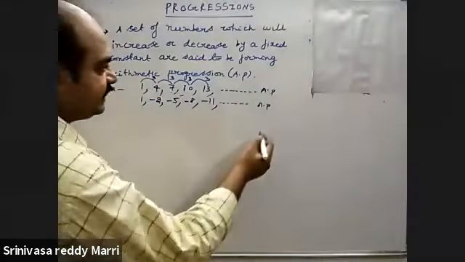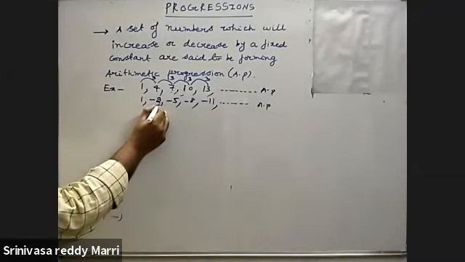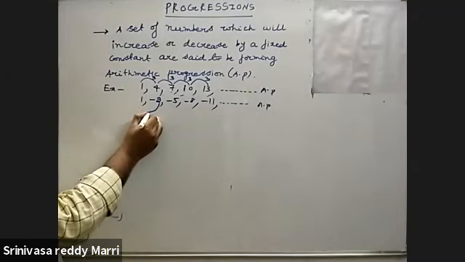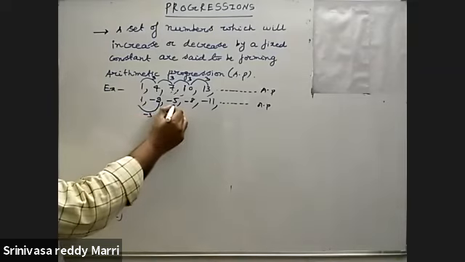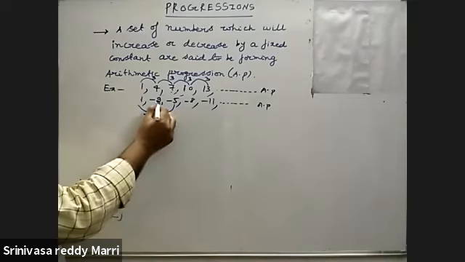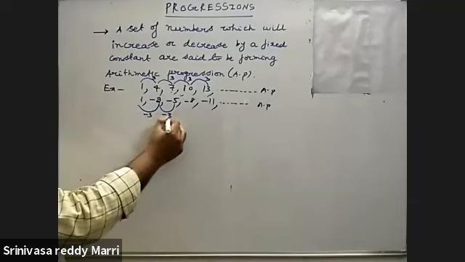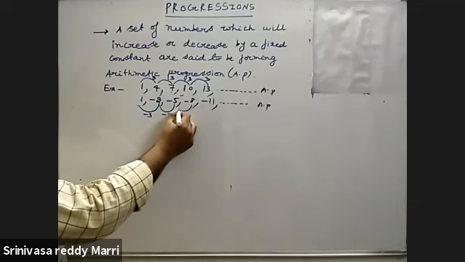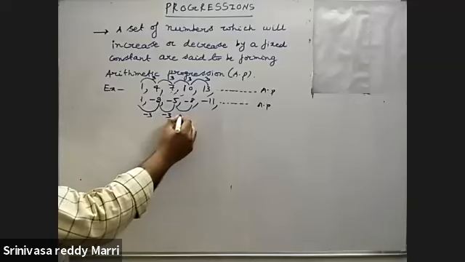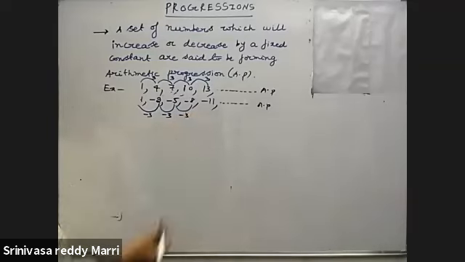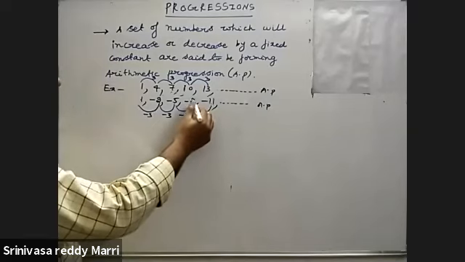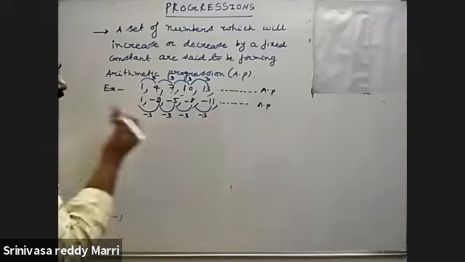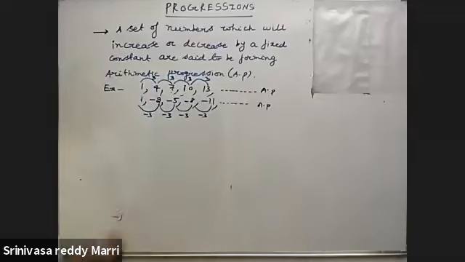Common difference is 3. Look at this example. Second number minus first number: minus 2 minus 1 is minus 3. Minus 5 minus of minus 2 is minus 3. Minus 8 minus of minus 5 is minus 3. Minus 11 minus of minus 8 is minus 3. That means the common differences will be the same.